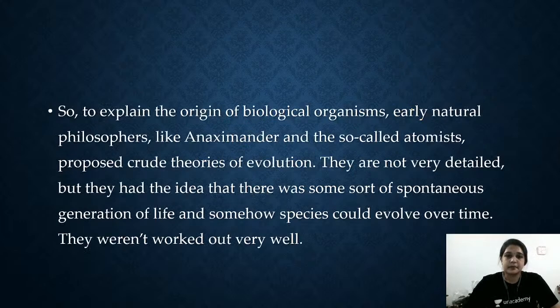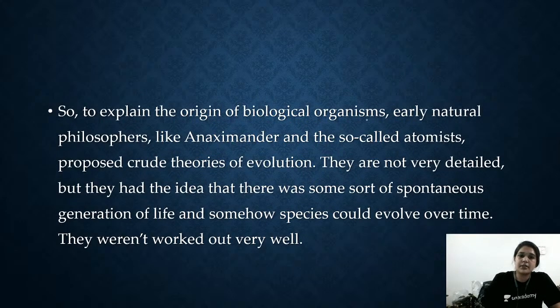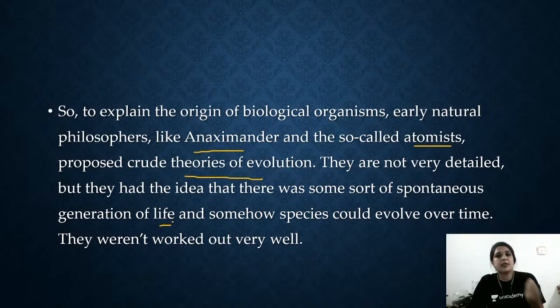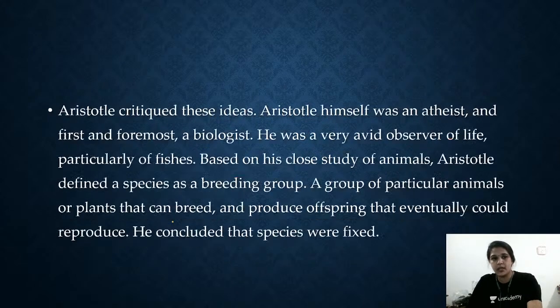Fine. Next. Early natural philosophers like Anaximander, we call him an atomist. He is proposing crude theories of evolution, that is, they're not very detailed. They have some sort of spontaneous generation of life. Like suddenly somewhere life generated, somehow species evolved. He's giving a vague idea of life generated, then species evolved. But they did not work out very well because they did not have a backup or proof or something. So that is one important example.